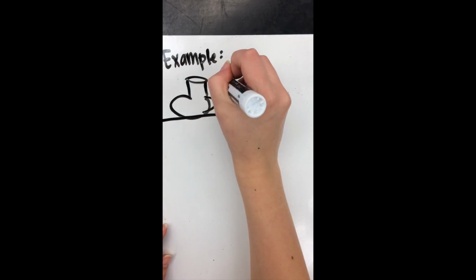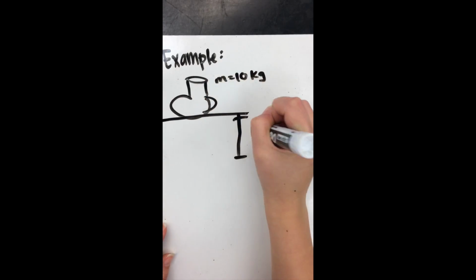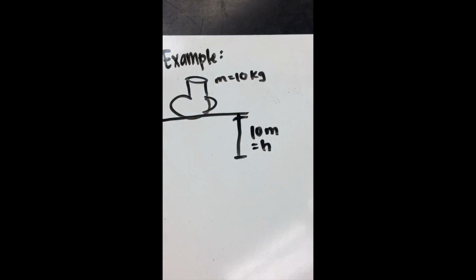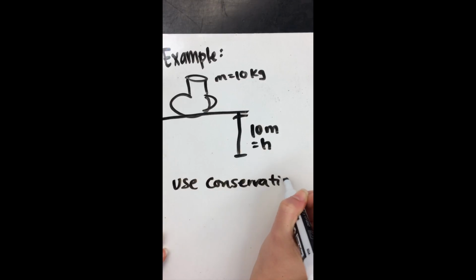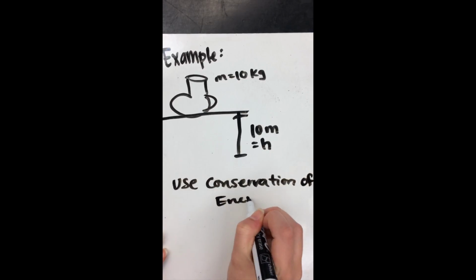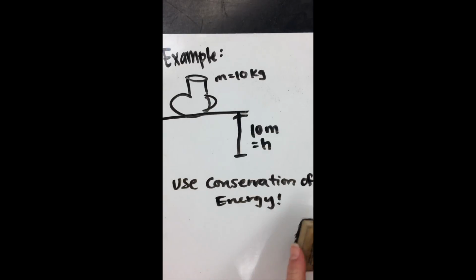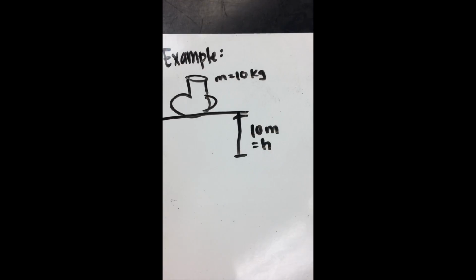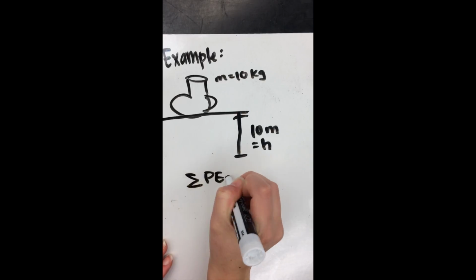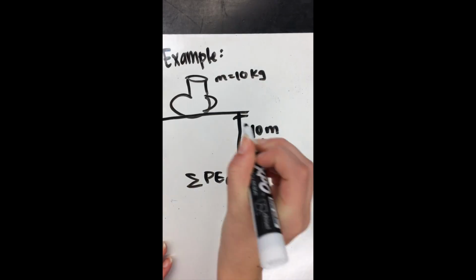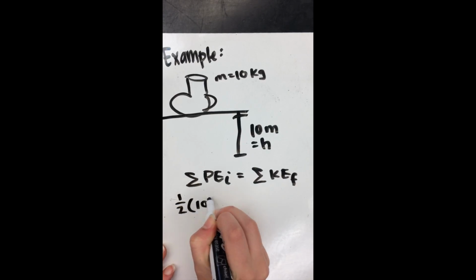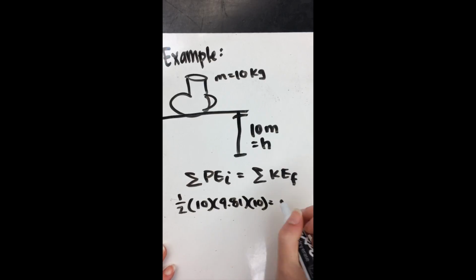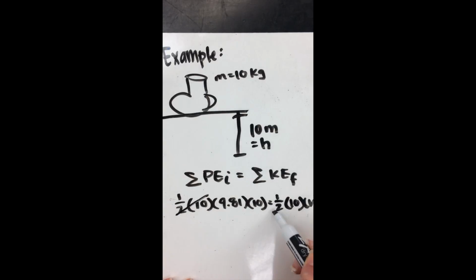A vase with a mass of 10 kilograms is sitting on a windowsill 10 feet off the ground. It then falls to the ground. At what velocity did the vase hit the ground? So for this problem, we are going to use the conservation of energy. The vase initially has a lot of potential energy. It is then converted to kinetic energy as it falls to the ground. So the initial potential energy is going to be equal to the final kinetic energy. We plug our mass and height into the mgh equation and the 1/2 mv squared equation to then solve for v.